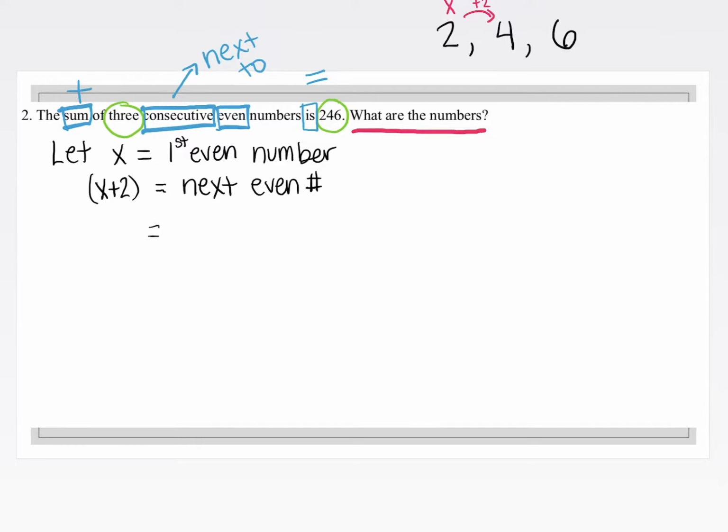Our third and final even number, if x is 2, to get to 6 in this example, we have to jump 2 and then 2 again. So we have to jump a total of 4 spaces on our number line. So this is going to give us x plus 4 as our following even number.